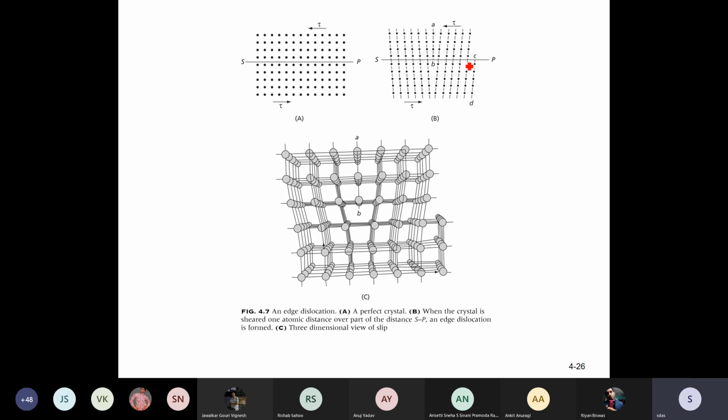Now in this perfect lattice, if I insert one extra half plane, this one is the highlighted portion. The bottom is missing. Thus, in terminology, there is one extra half plane above the slip plane. And if I have a ball and stick model, this area looks like this. So there is an edge dislocation present on the slip plane.